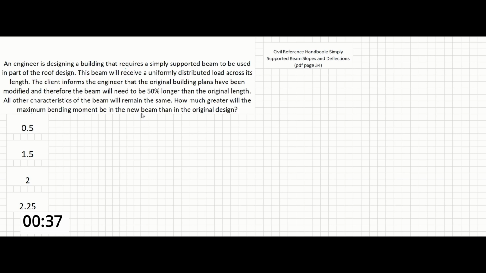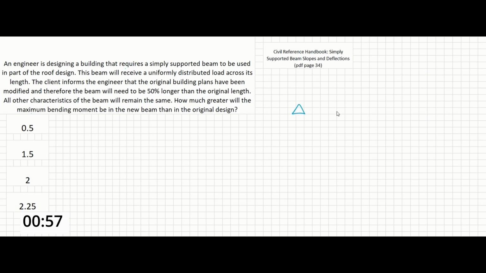So the very first thing we can do here is go to our Civil Engineering Reference Handbook. For my version, it's page 34, which brings us to simply supported beam slopes and deflections. So the maximum moment there for the type of beam that is described.